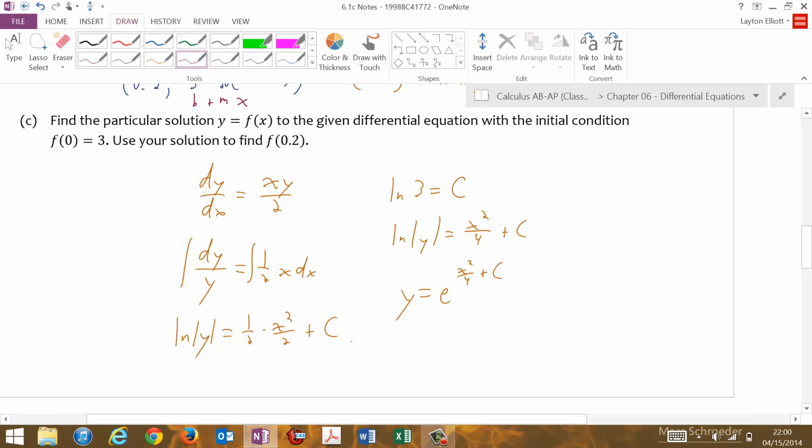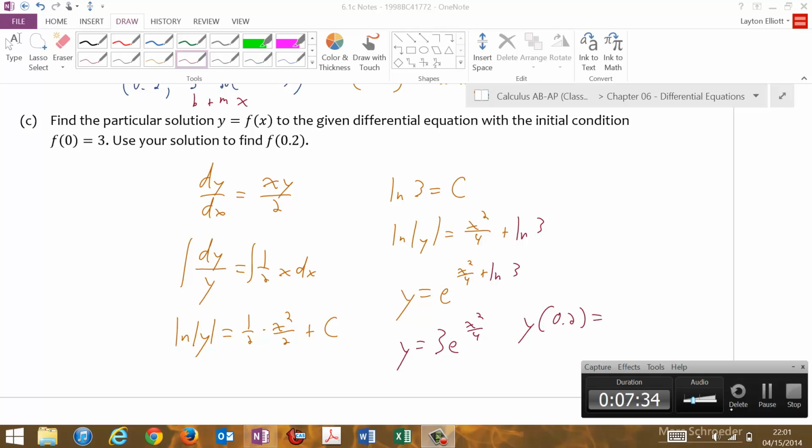And if I change this from, oh, I don't need c anymore. Sorry, we have that as ln of 3 plus ln of 3. So this is y is equal to 3 e to the x squared over 4. And if I say, well, what is y of 0.2, or f of 0.2, I should say. Let's kind of pause and I'll calculate this in the calculator.